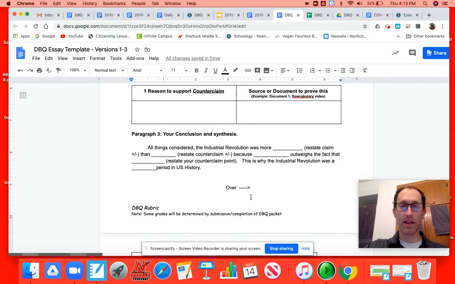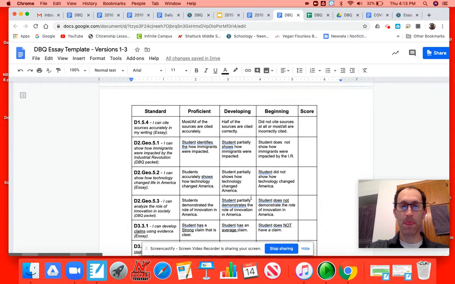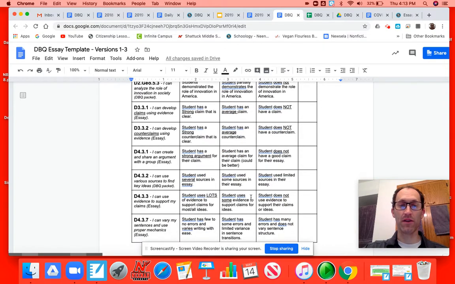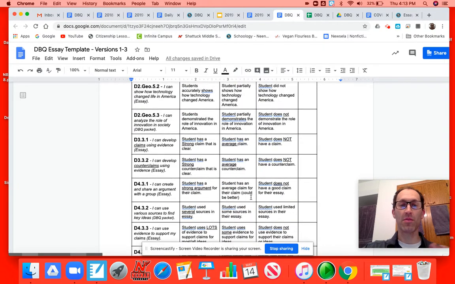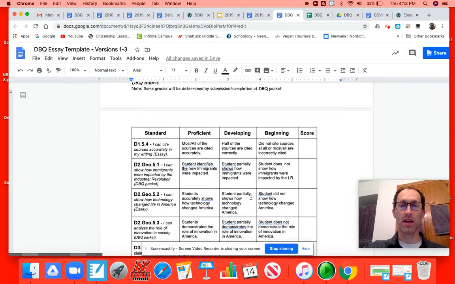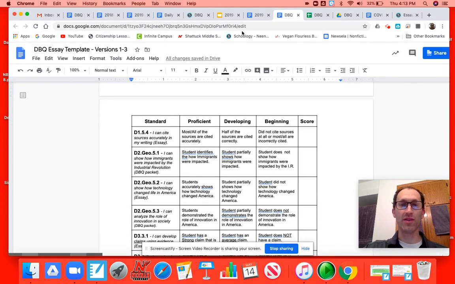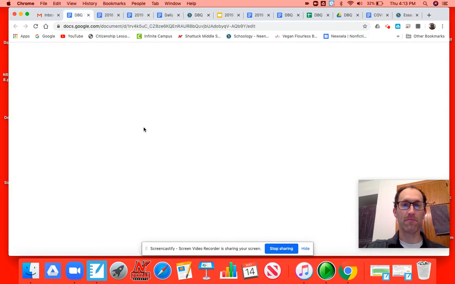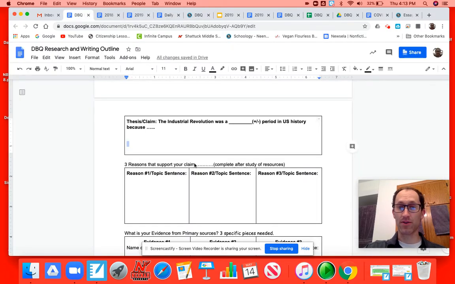Your rubric, in case you're wondering how you'd be scored, is these 10 standards. Yes, that's 10 standards. That's quite a few for this essay. Some of them are going to be very important to be scored through your DBQ packet. Remember, your DBQ packet is this page right here.